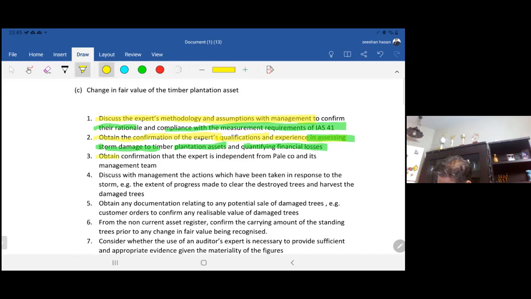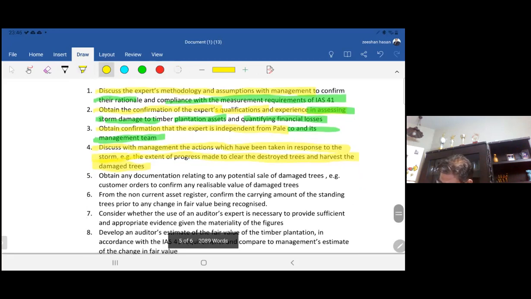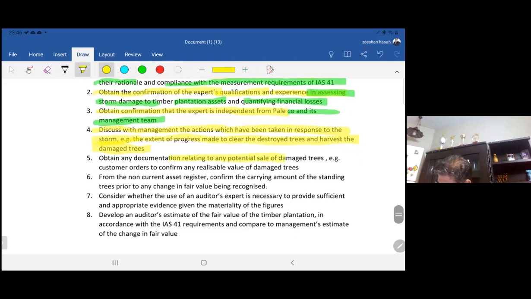Then the next one: obtain confirmation that the expert is independent from the company and its management team. The reason is already embedded. Discuss with management the actions which have been taken in response to the storm, for example the extent of progress made to clear the destroyed trees and harvest the damaged trees. The reason is already embedded here. Then obtain any documentation related to any potential sale of damaged trees, for example customer orders. Why? To confirm any realizable value of damaged trees. From the non-current asset register, confirm the carrying amount of the standing trees prior to any change in fair value being recognized.